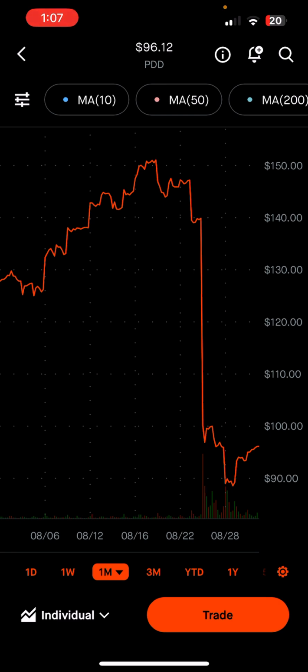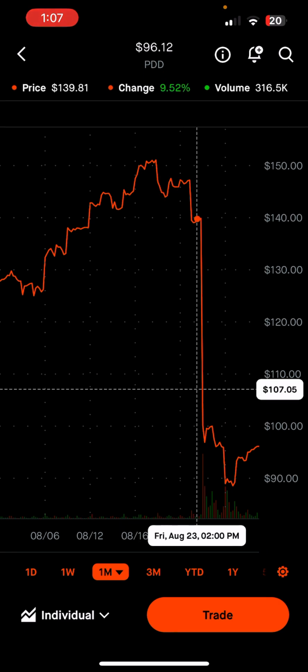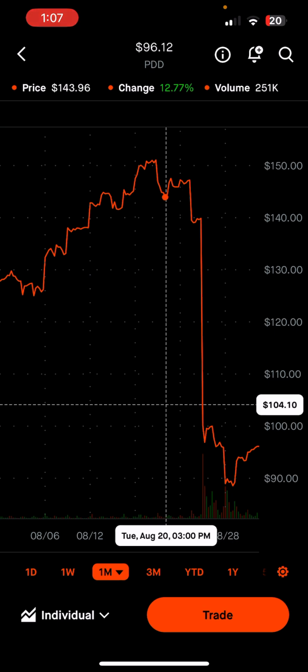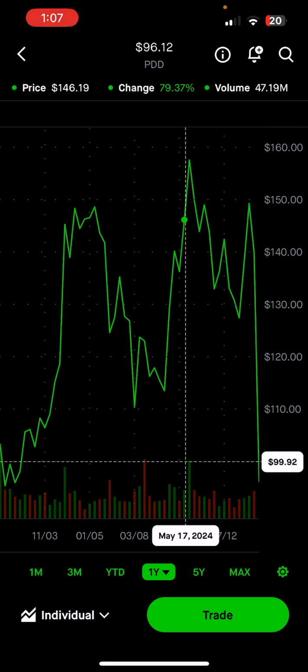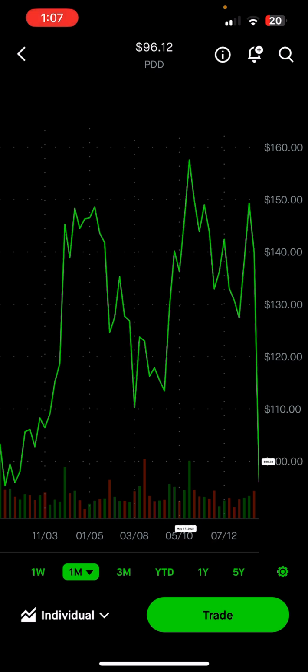So I have this 1 month one pulled up because I trade options on a monthly basis, and it's good for short term. A year doesn't truly get the right indication of what the stock is looking at. So we're going to set it to 1 month.